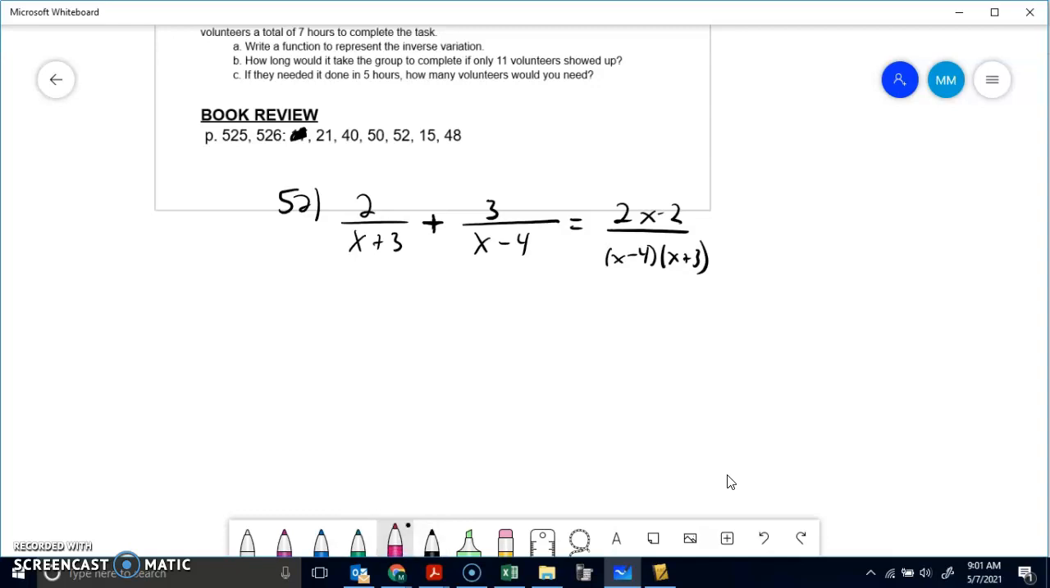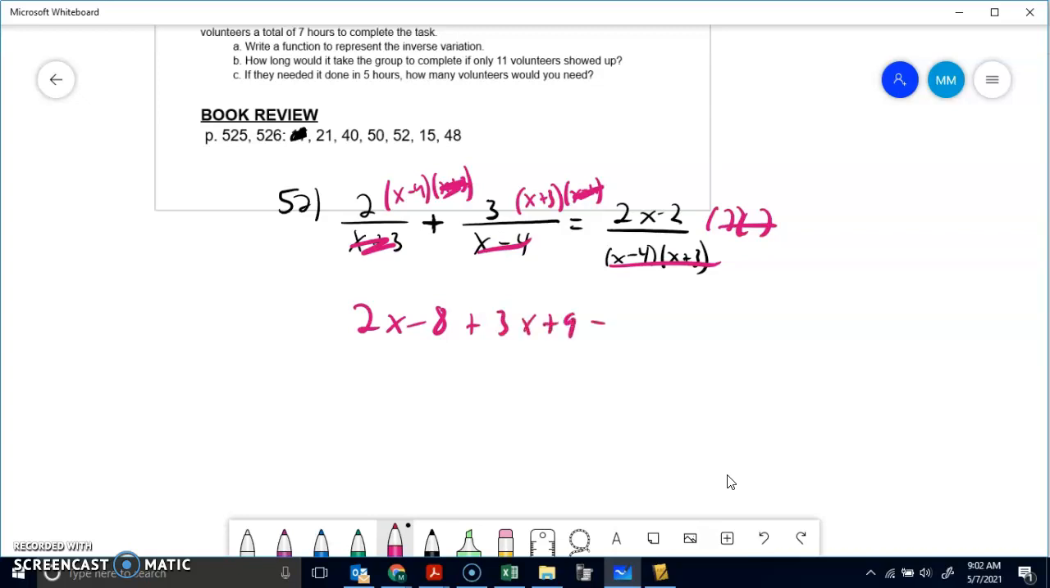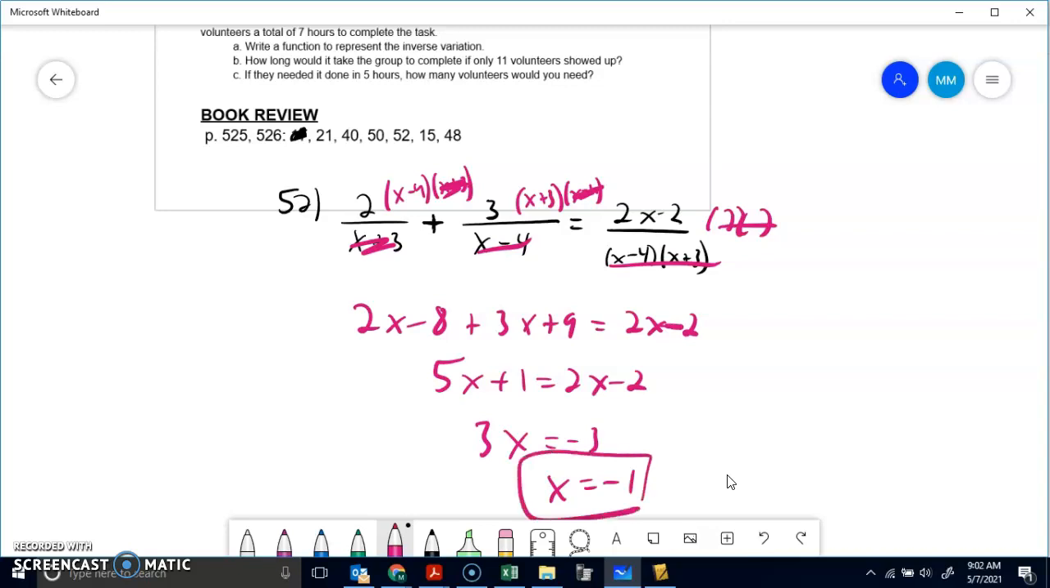So it's pretty clear what the common denominator is. X minus 4 and x plus 3, x plus 3 and x minus 4, and then both. So here both cancel. Here the x minus 4 cancels, here the x plus 3 cancels. So I get 2x minus 8 plus 3x plus 9 equals 2x minus 2. Don't even have to do any factoring. 5x plus 1. Okay, this is an easy solve. 3x equals negative 3, x equals negative 1. Okay?